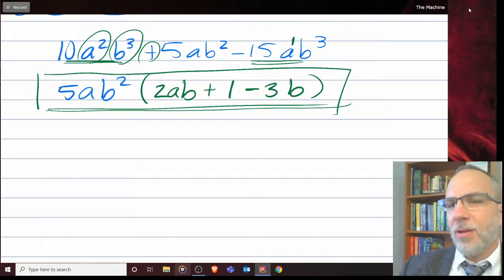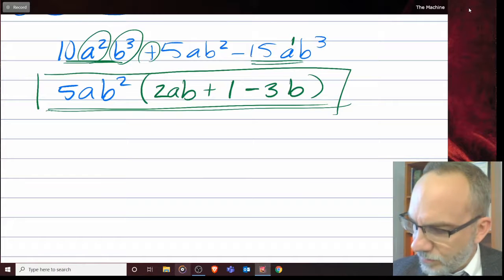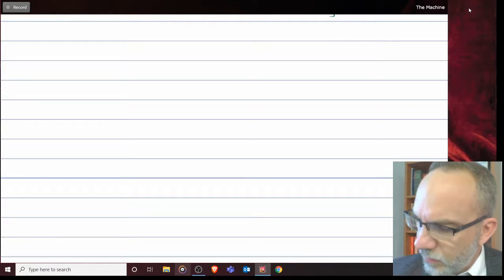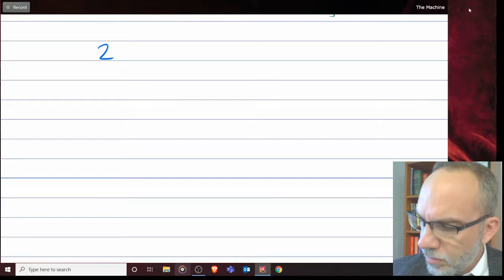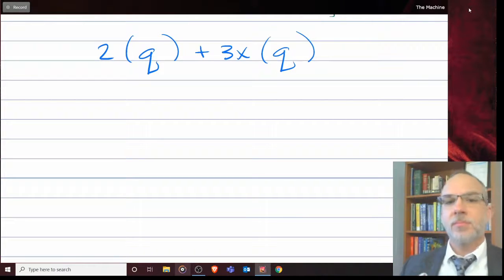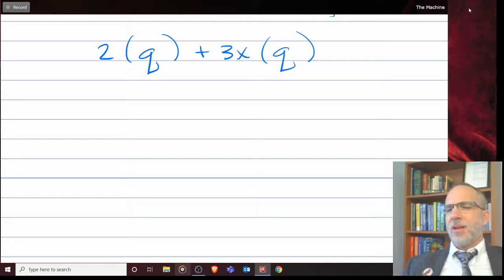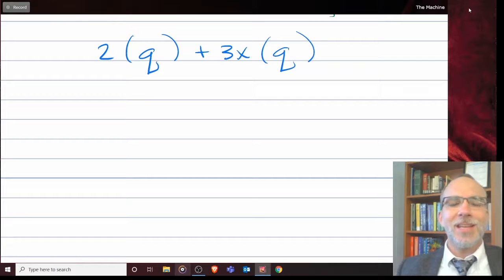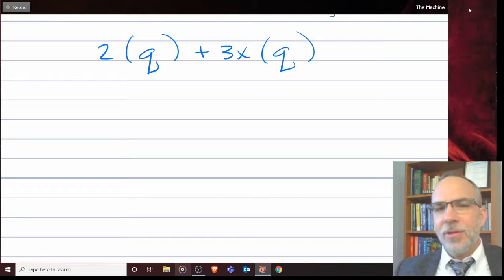Let me shift gears now. Let me do something maybe a little bit different. Same principle, different structure. What if I said 2 times q plus 3x also times q? And I've written them a little bit strangely there with parentheses, but I hope you'll see why in a second. Do they have a common factor?